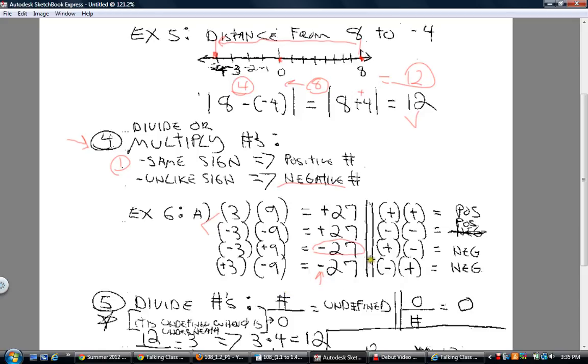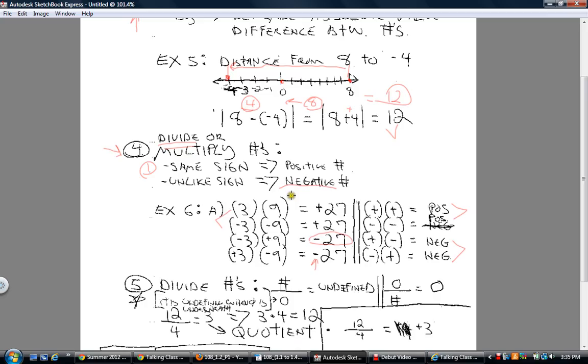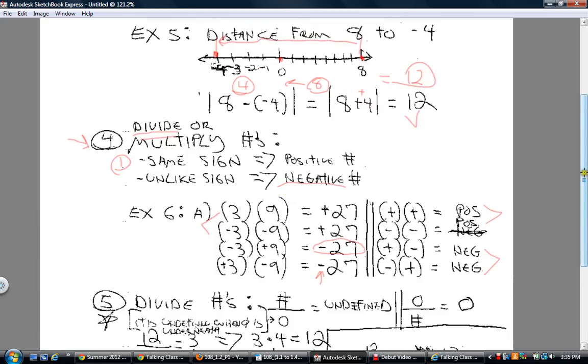Those should be quick refreshers, but it's always good to do a fast review. When the signs are the same when you multiply, it's a positive. When the signs are opposite, it's negative. These also apply for division too, so you don't have to learn a second set of rules there. Okay, so sorry about that.